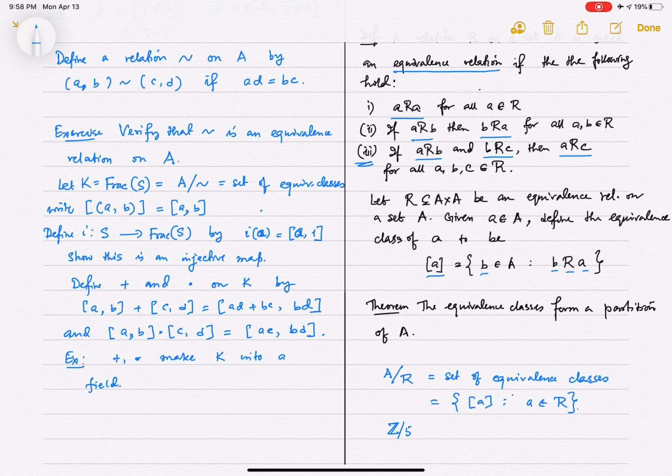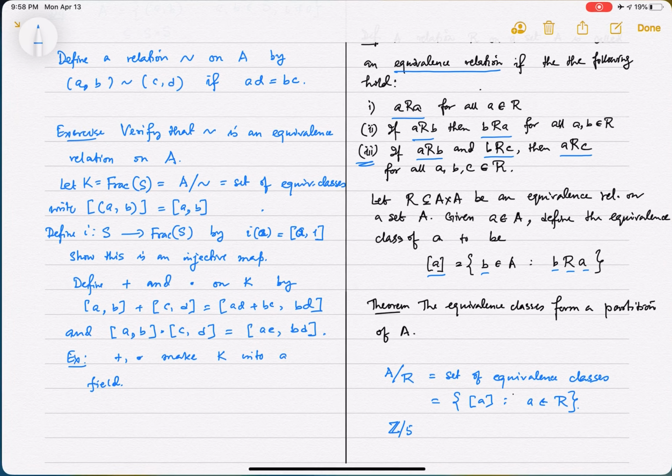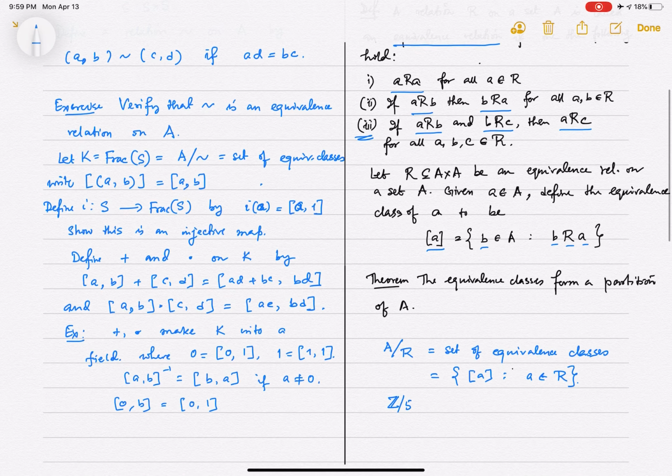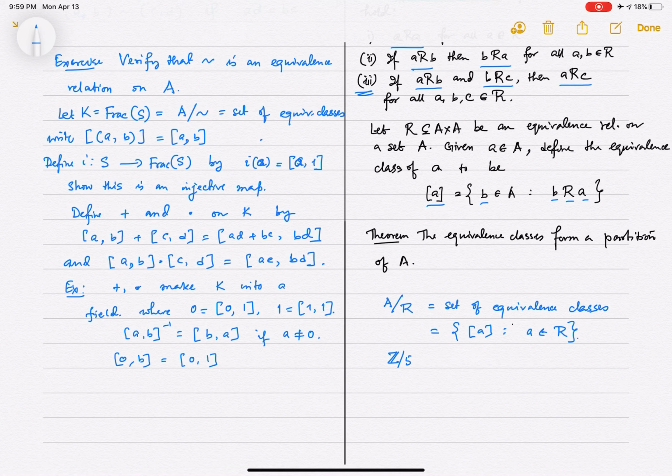I already have a 0 and a 1, once I have identified S inside there, where 0 means this and 1 means that. So 0 over 1 and 1 over 1. Okay. And the inverse of A over B is B over A, if A is non-zero. If A is 0, then you can check that (0,B) is same as (0,1). So the non-zero entries are all of the form A over B where A is not 0. And so this is a field now, and then S is sitting in it.